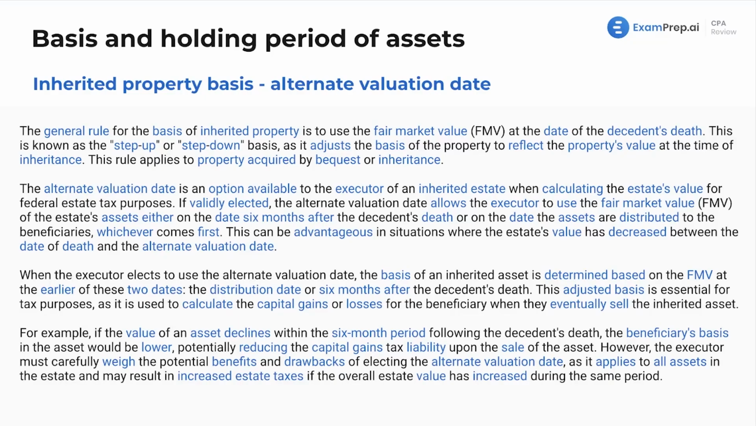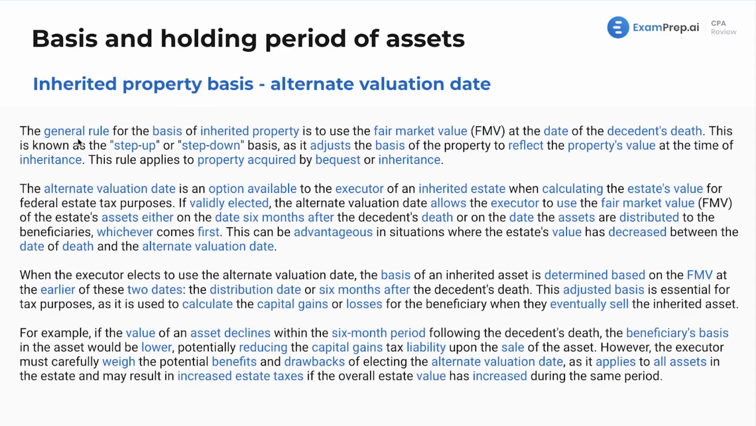Inherited property basis. So inherited property, we talked about the property received from a gift. Now, unfortunately, we're talking about death, a little grim, but gifts are kind of fun, nice, all that. Talking about inheritance from the estate of someone who's passed away. Let's talk about the alternate valuation date. What is that? How does that apply?